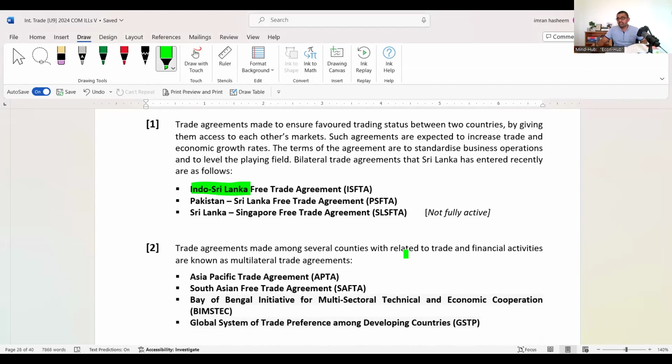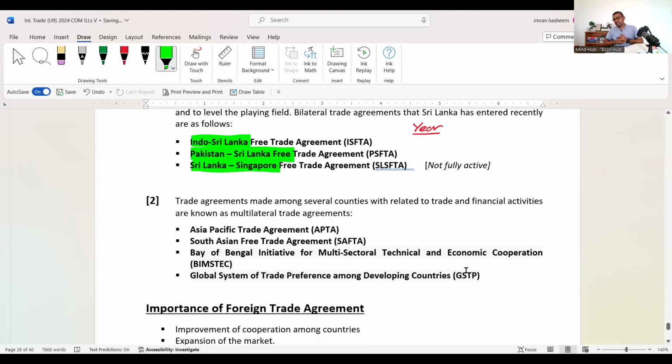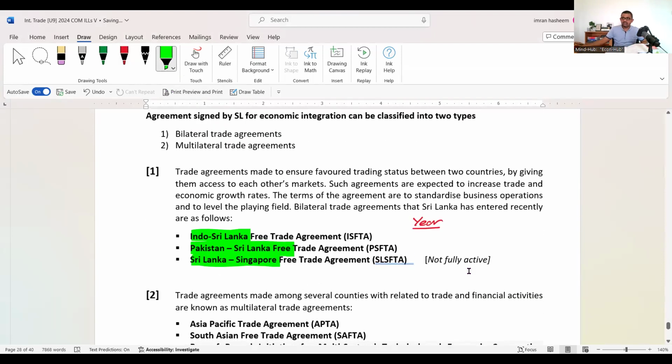So, the India-Sri Lanka Free Trade Agreement: I want you to find and write the year in which these agreements were signed or came into effect. You should be able to find it. The Pakistan-Sri Lanka Free Trade Agreement, these two are very active. Sri Lanka-Singapore Free Trade Agreement, not fully active, but find the year nevertheless. Bilateral means two countries.